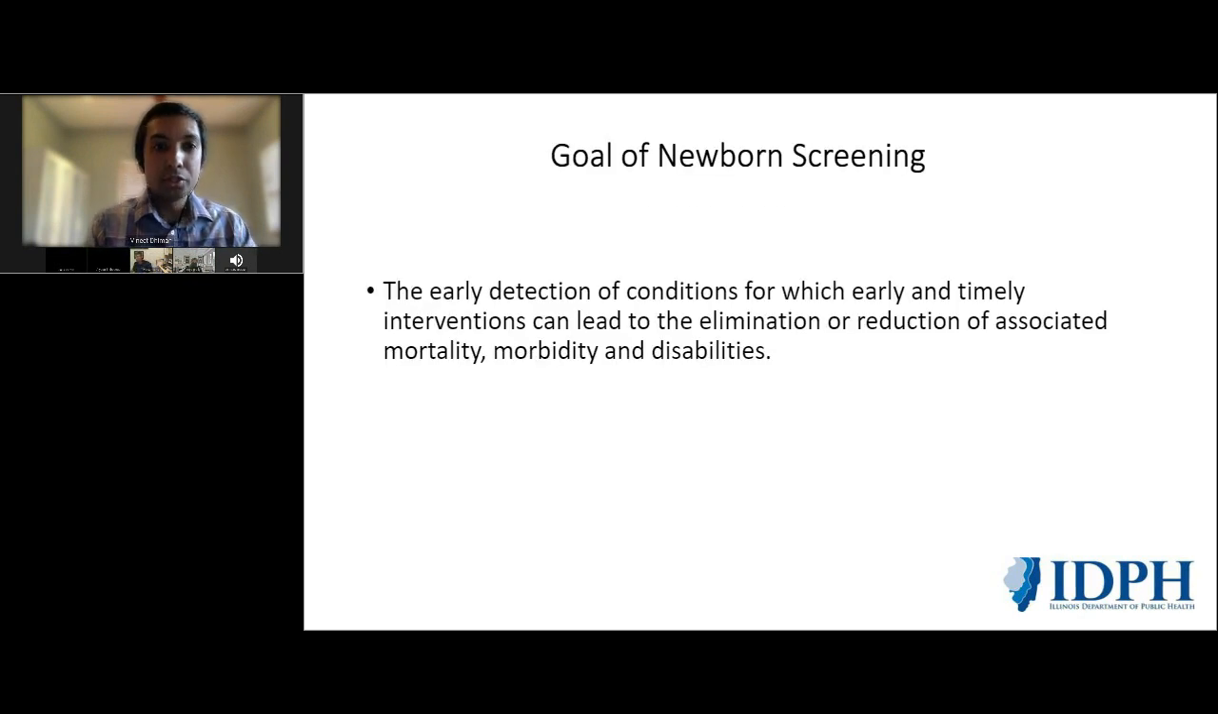So the goal of newborn screening is early detection of conditions for which we have early and timely interventions, which can lead to the elimination or reduction of associated mortality, morbidity, and disabilities. So in the US and internationally as well, whenever a new baby is born, typically there's a heel prick involved, and the blood is submitted to various laboratories for screening of various disorders, in hopes of catching some of these disorders earlier, before any clinical presentation, in order to treat those disorders and provide a better quality of life for those babies.